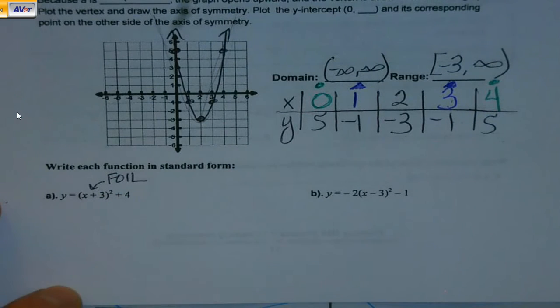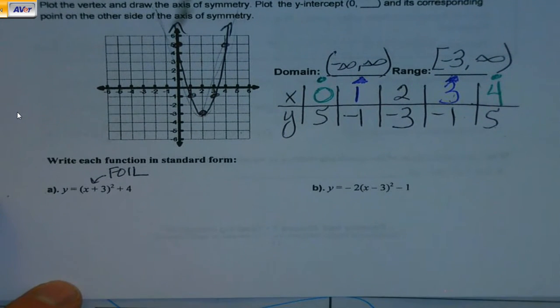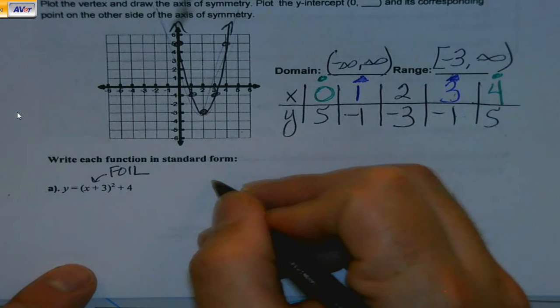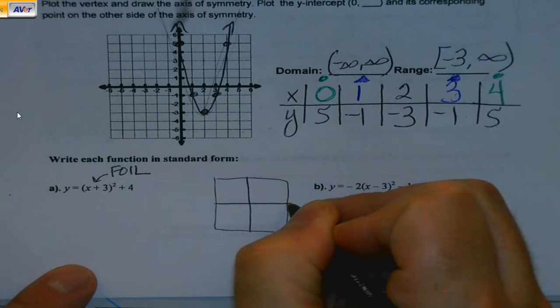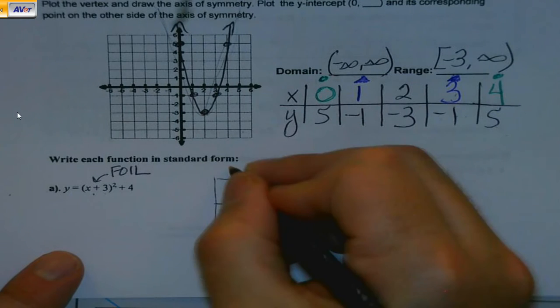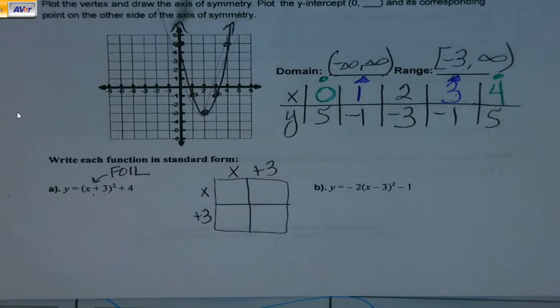So we're going to have to FOIL this part out. And it doesn't just mean I distribute the squared to the 3 and to the x. I wish it were that simple, but it's not. So what we're going to do is we're going to go to the side here. We're going to make a little box. Because this x plus 3 being squared means we have two of these. So I have an x plus 3 here and an x plus 3 here.